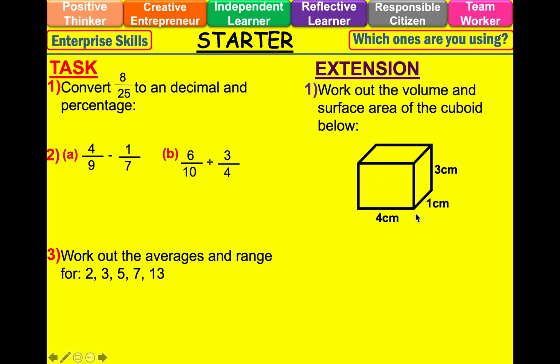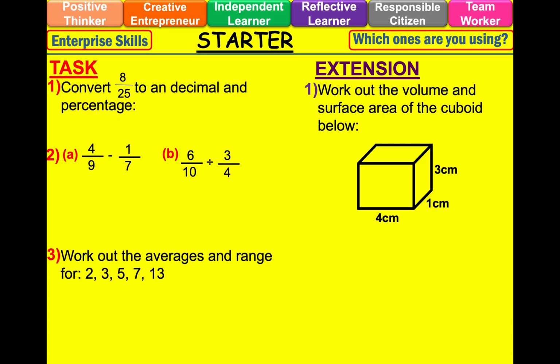And if you're feeling mathematically inclined and keen to do more maths, you can do the extension question to work out the surface area of the cuboid below. So have a go at these questions. If you can't remember, I'll show you how to do it in a minute.